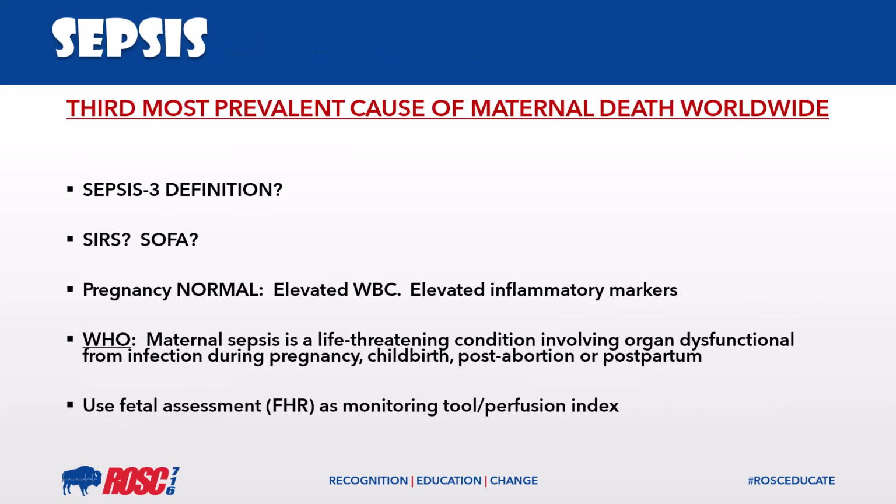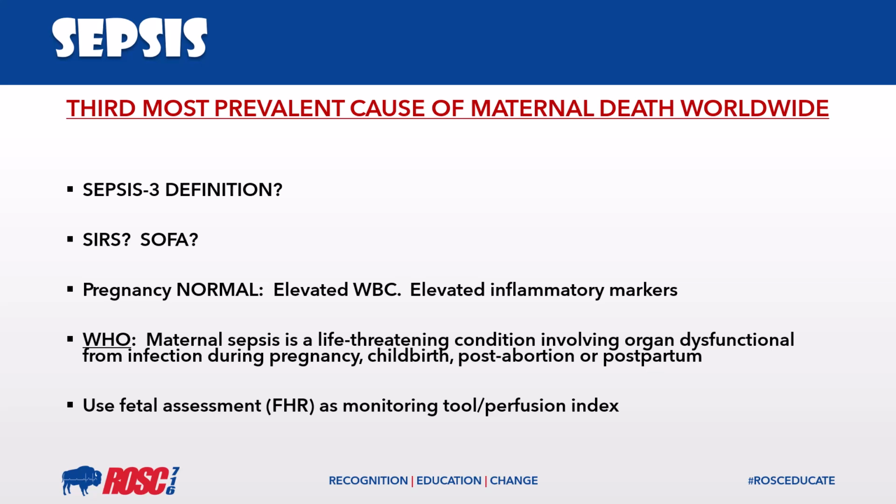Now let's move on to sepsis. When it comes to worldwide deaths, it's the third most prevalent cause of maternal mortality. How we define or diagnose sepsis in pregnancy is somewhat difficult. The Sepsis-3 definition, SIRS, and SOFA all have shortcomings in a pregnant woman, given their softer blood pressure, their creatinine differences, their increase in heart rate, and increase in white blood cells.